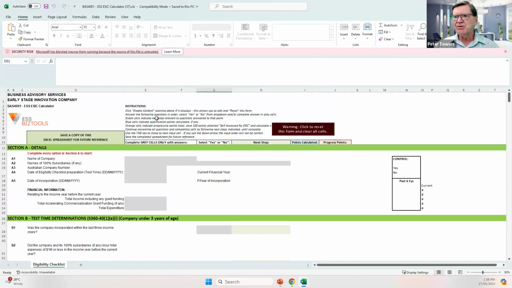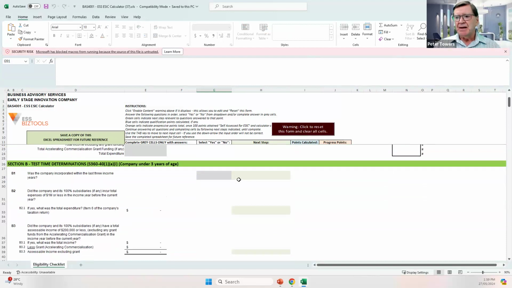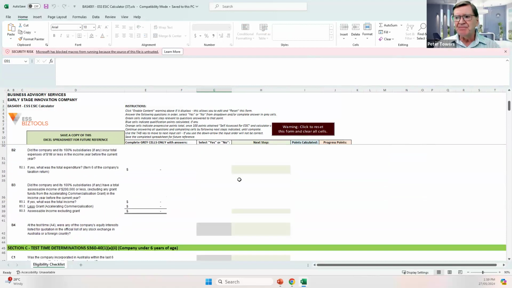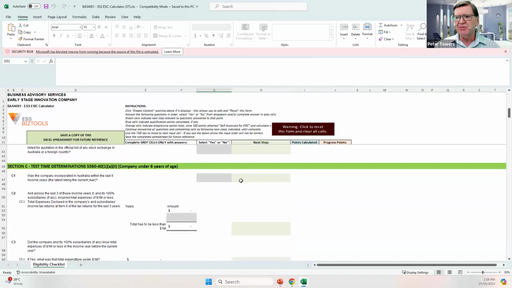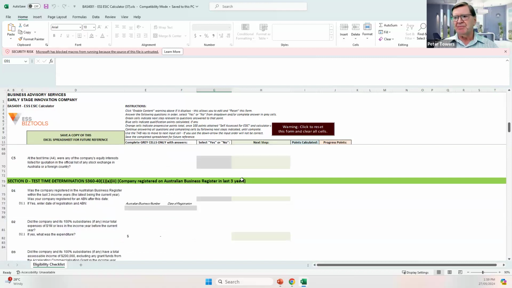So this is the form which we've prepared to assist you to go through and do the determination on Early Stage Innovation Company. The company has to be under 3 years of age, in some cases under 6 years of age, turnover under a figure of $200,000, not including any grant from the Accelerating Commercialisation Grant, expenditure under $1 million, and there are some variables. The company can be up to 6 years. We won't go through that today. We'll look at that when we do a detailed overview of this particular package.